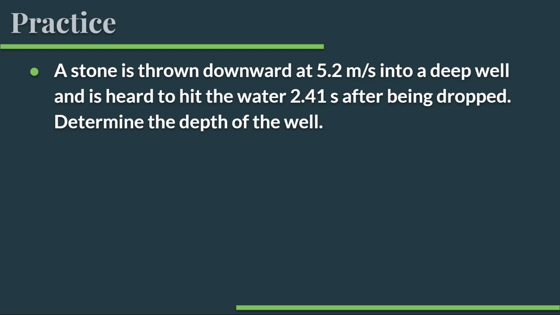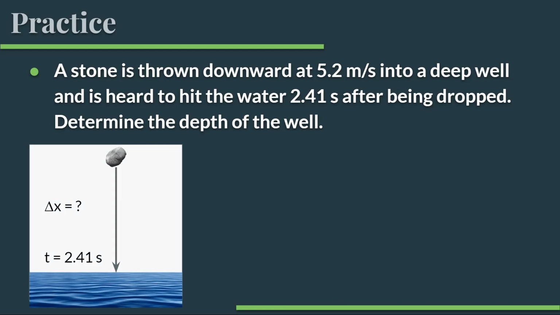All right, so again, you're welcome to copy this one down as well. It says a stone is thrown downward at 5.2 meters per second into a deep well and is heard to hit the water 2.41 seconds after being thrown, it should say. Determine the depth of the well. Okay, so now we have an initial velocity. So you can have free fall with an initial velocity. It's not just dropping things, it's also throwing things down or up.